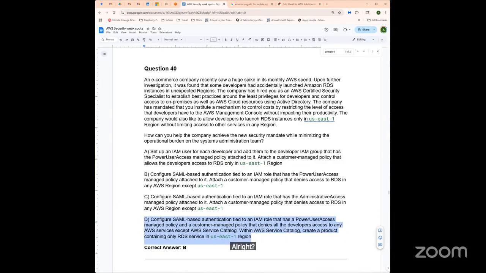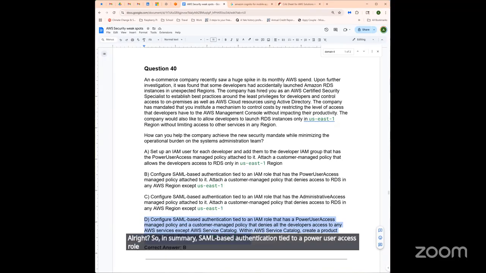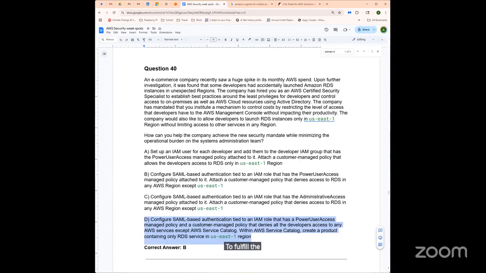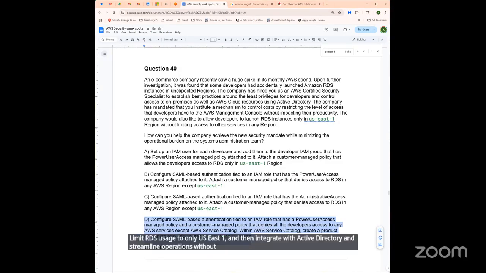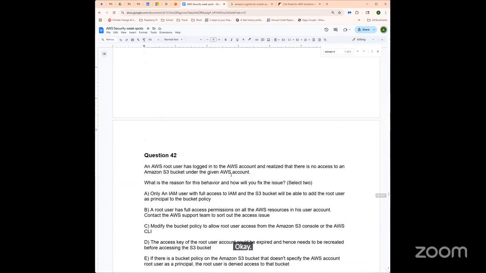So in summary, SAML-based authentication tied to a power user access role enhanced with a region limited RDS policy. So you could use AWS requested region to fulfill the requirements, right? So this would enforce least privilege, limit RDS usage to only US East 1, and then integrate with Active Directory and streamline operations without extra IAM or admin user overhead. Okay, so let's go to the next question.